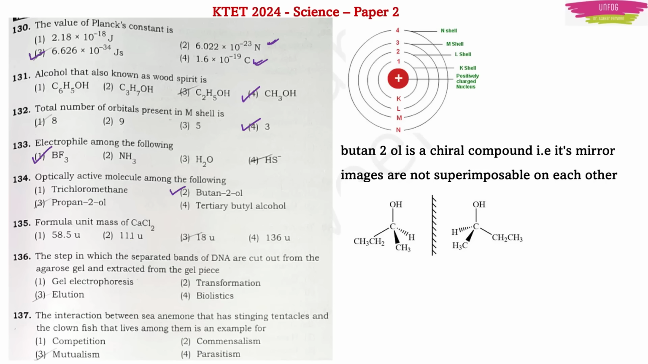Next, question number 135. This is an easy question for us. Formula unit mass of calcium chloride. We have been discussing in the paid course classes and the revision classes how to find the formula unit mass. For calcium chloride, the atomic mass of calcium is 40, add it to the atomic mass of chlorine, which is 37.5, multiplied by 2 because 2 atoms of chlorine are there. If you do the mathematics, you will get 111 units. So option 2 will be the correct answer.